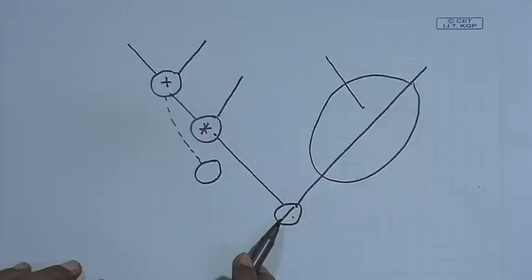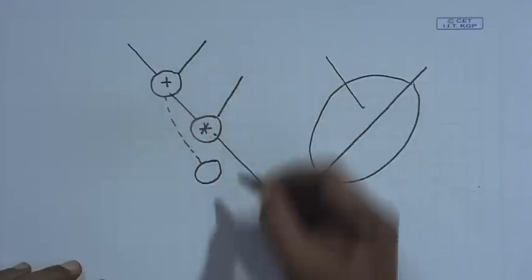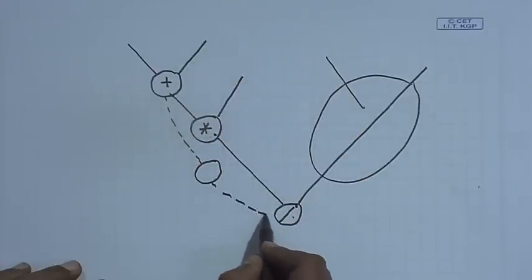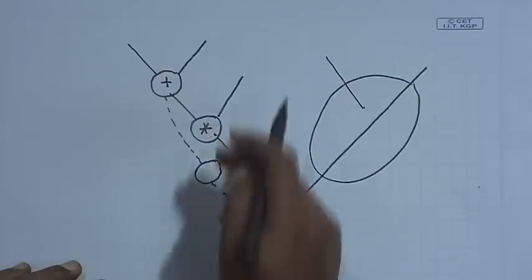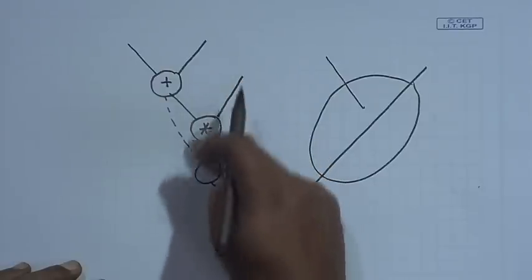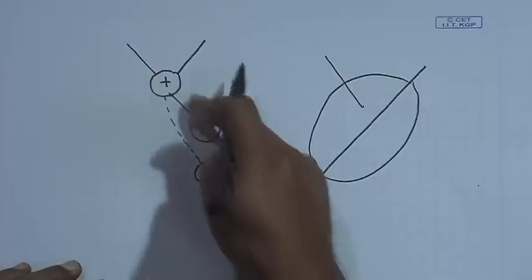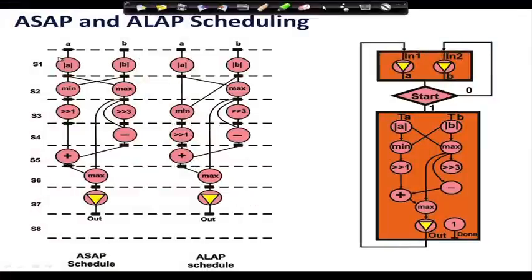On the other hand, in as late as possible, although the data is available, I will schedule it as late as possible. Everything is available, but I was delaying this further, so I do the multiplication here. This is as late as possible, this is as soon as possible. So, how does it look like if I do this?